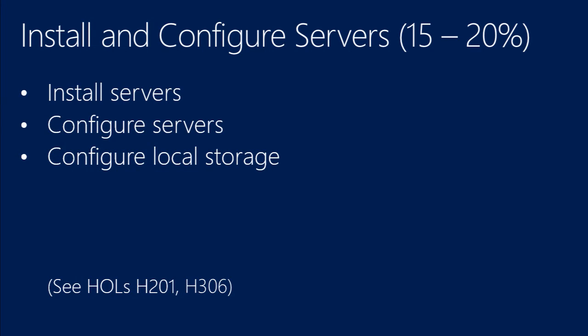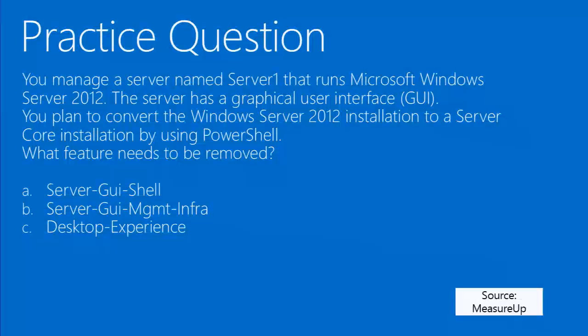Now, before we move on to our next area, I just wanted to throw in here a practice question, just to see, are you ready? So let's have a look. Don't answer it just yet. Let me call it out. So I have a server here that I'm managing called Server 1 that runs Microsoft Windows Server 2012. The server has a GUI. It's been installed as a full server installation. And you plan to convert the Windows Server 2012 installation on your server to a server core. So we're going from full to core by using PowerShell.